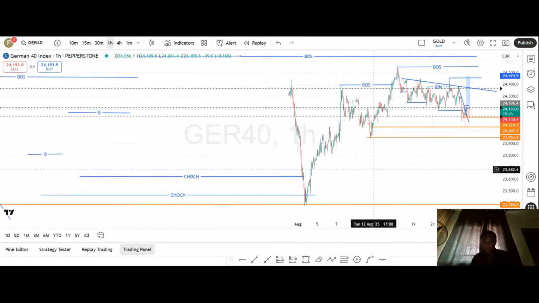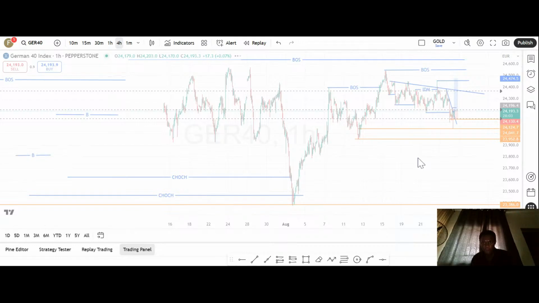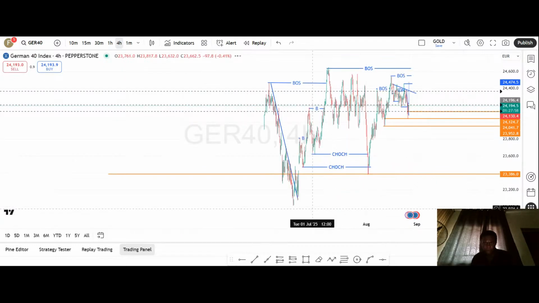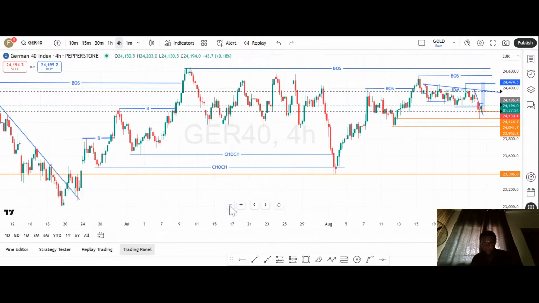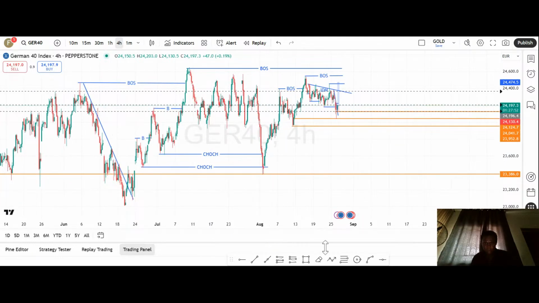So after all these have happened, let me show you what will happen in future. So now after the market has taken out this break of structure, what happened?